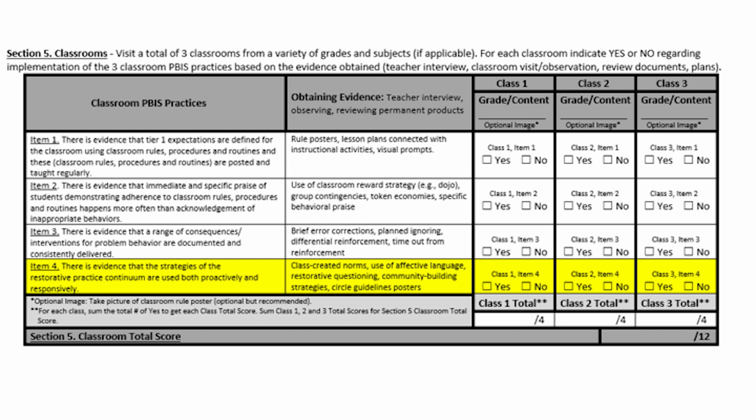So if you flip to the very last page of the handout, section 5 of that PBIS walkthrough document is sort of blown up. All right, so you take it out and it's sort of blown up here. So you're going to ask teachers to do a little activity where they sort of rate themselves in a self-assessment. And so item 1, there is evidence that Tier 1 expectations are defined for the classroom using classroom rules, procedures, and routines, and these are posted and taught regularly.